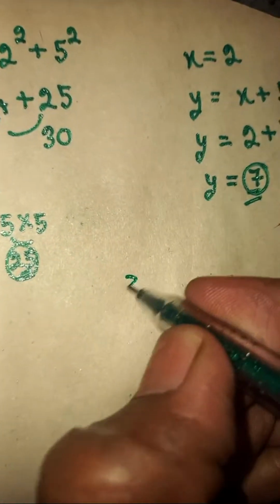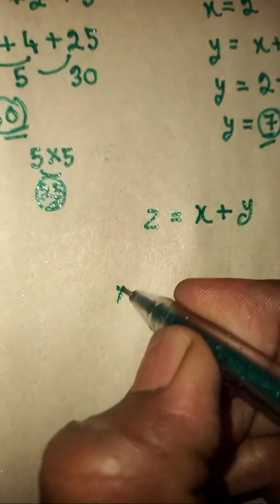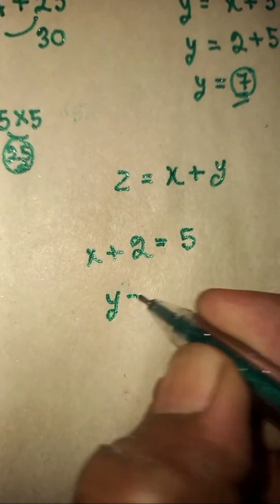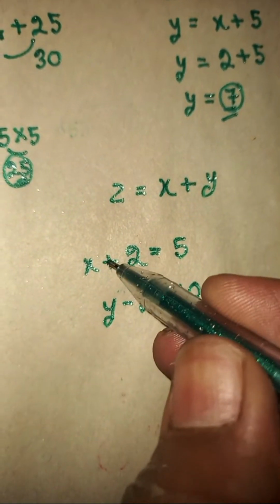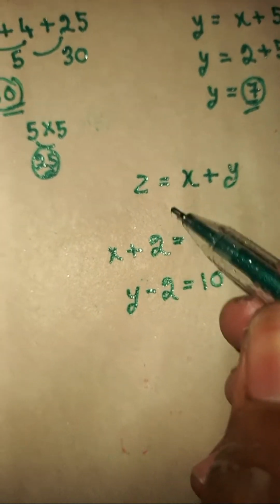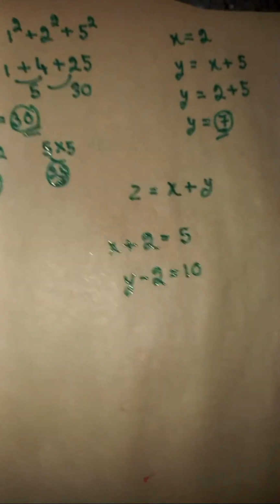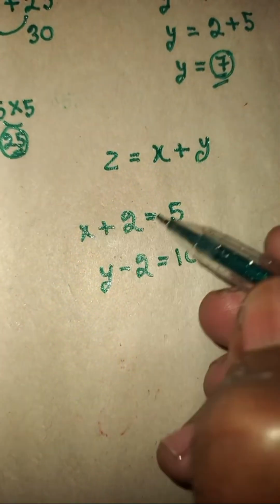Here in this equation, they have given z equal to x plus y. They have given x plus 2 equal to 5 and y minus 2 equal to 10. You need to first find out what's x, what's y, and then you can find out the value of z. Here you can do that one. Let's take this equation and first take this part.